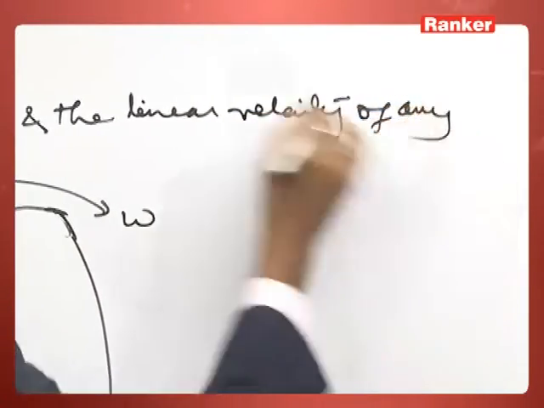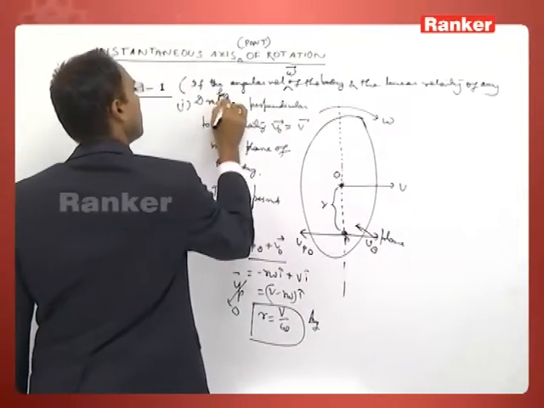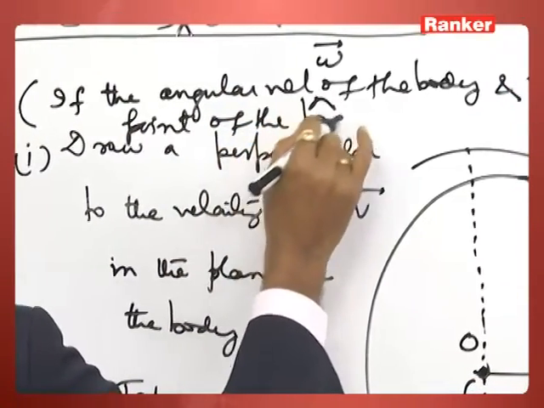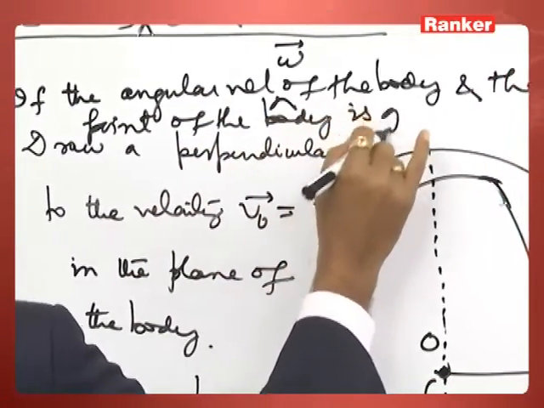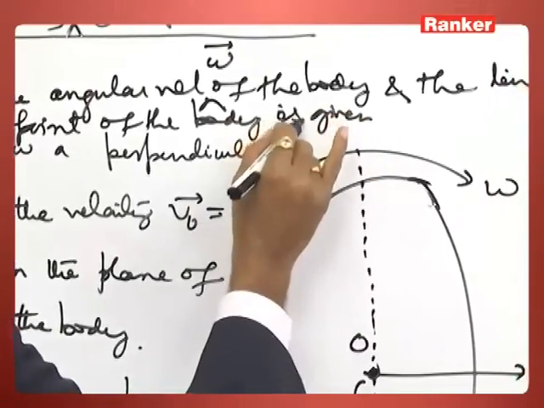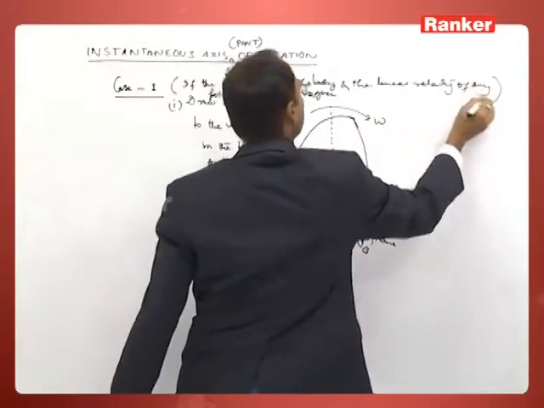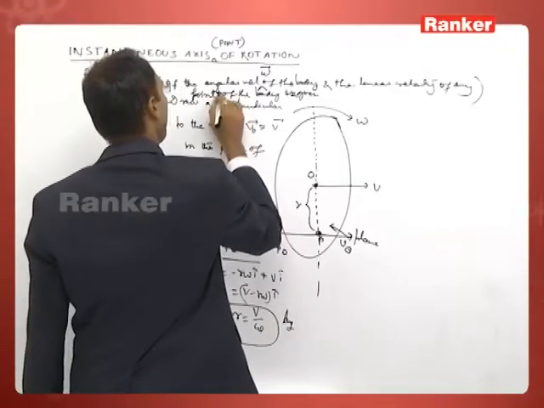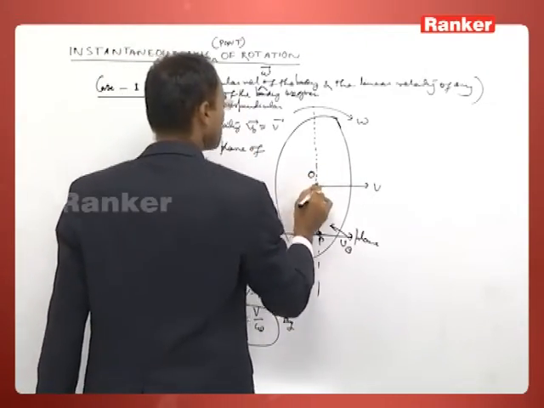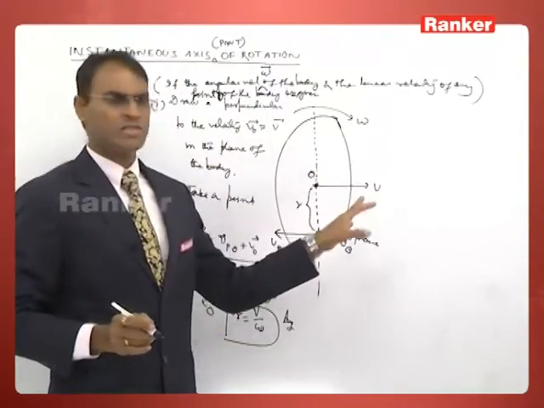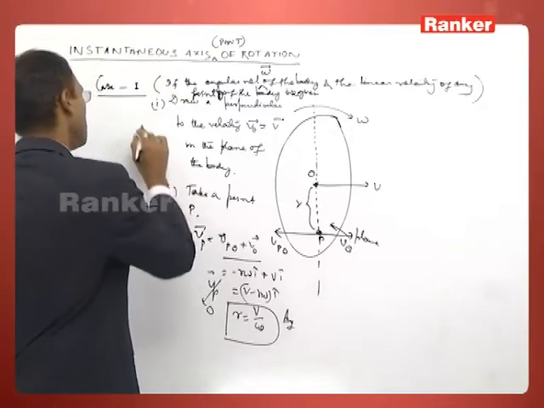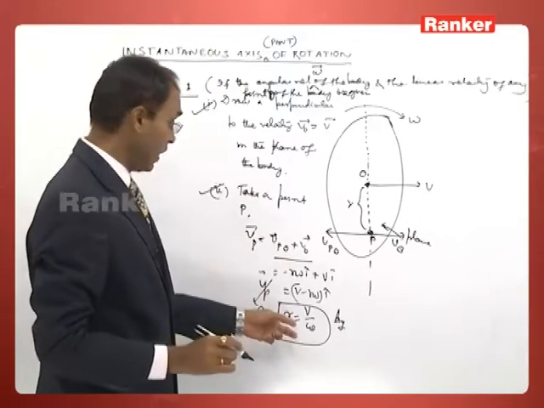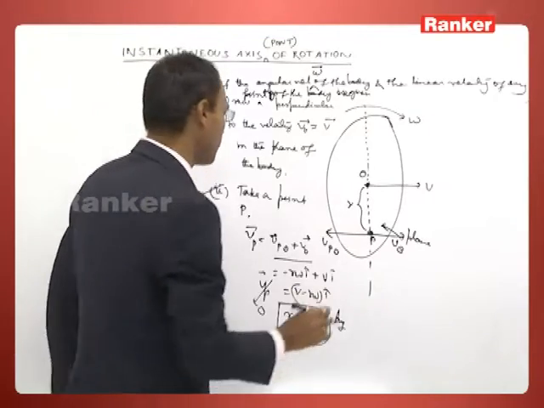Of any point of the body are given, any point say P or any point O. This point's velocity is given and the angular velocity of the body is given. Then using this procedure followed by these two steps, you can get the location of the instant axis of rotation.